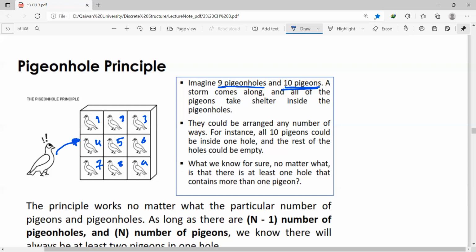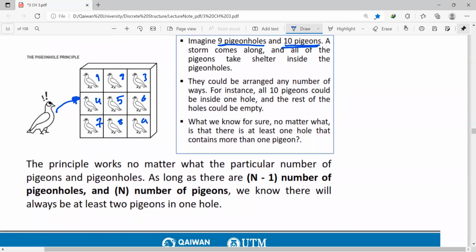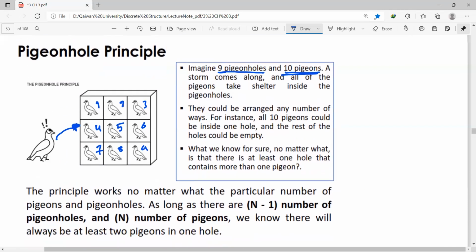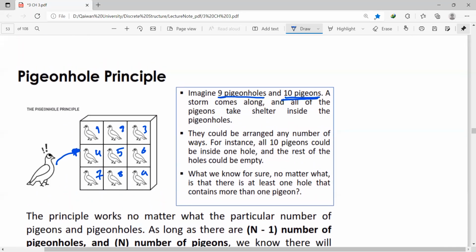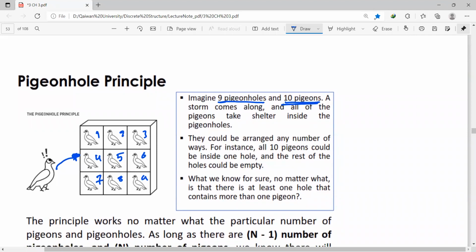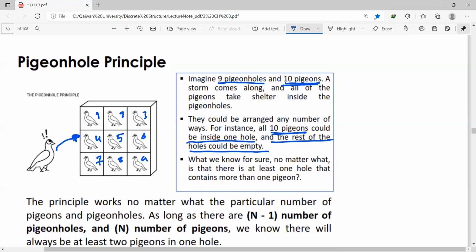So here we have 10 pigeons; they could all be inside one hole and the rest of the holes could be empty. And also here we say there is at least one hole that contains more than one pigeon.